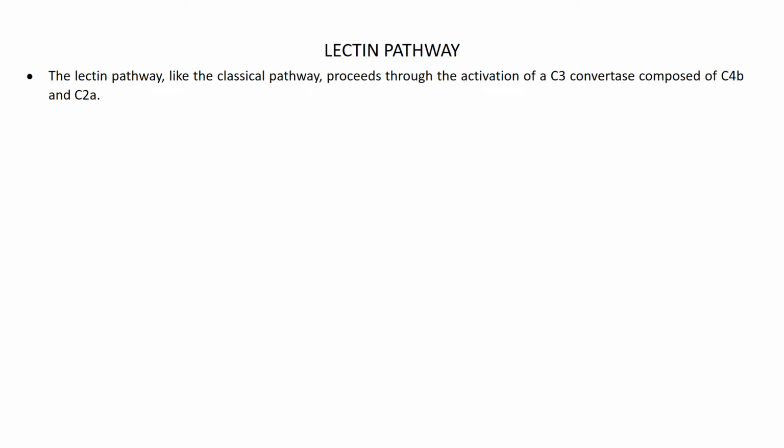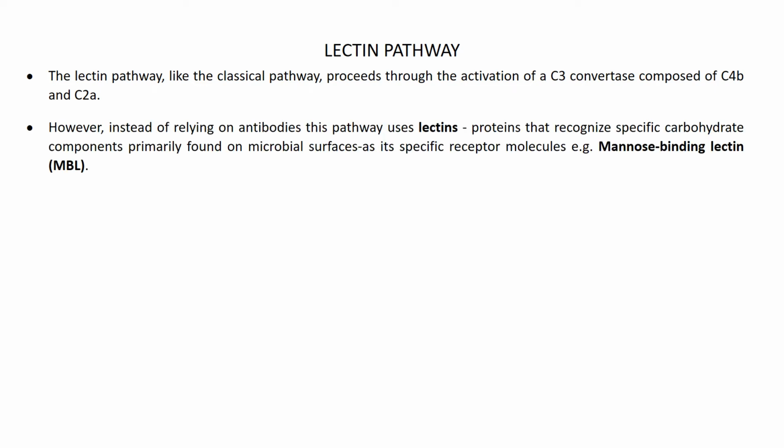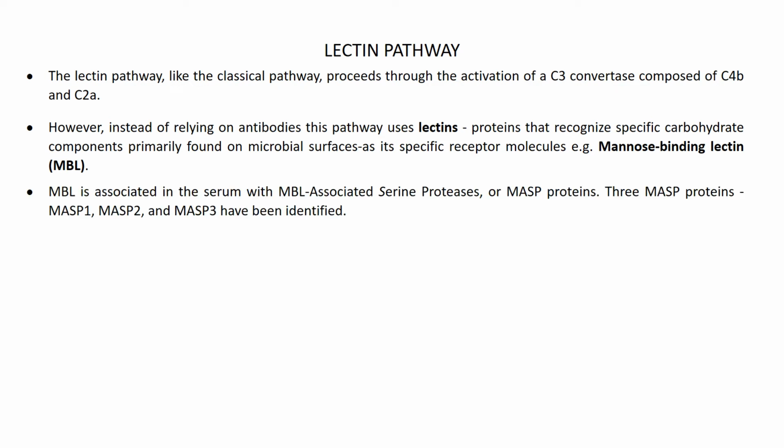The second pathway is the lectin pathway. The lectin pathway, like the classical pathway, proceeds through the activation of C3 convertase composed of C4b and C2a. However, instead of relying on antibodies, this pathway uses lectins as its specific receptor molecules. The lectins are proteins that recognize specific carbohydrate components that are primarily found on microbial surfaces. One example of this lectin protein is mannose-binding lectin, MBL.